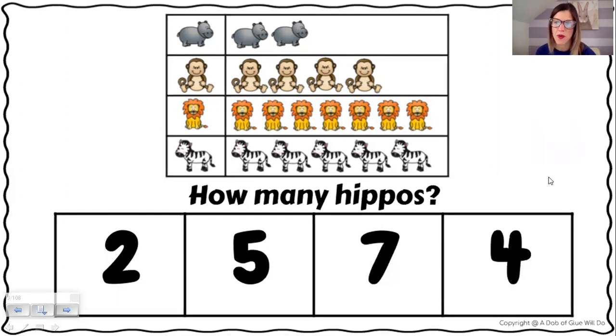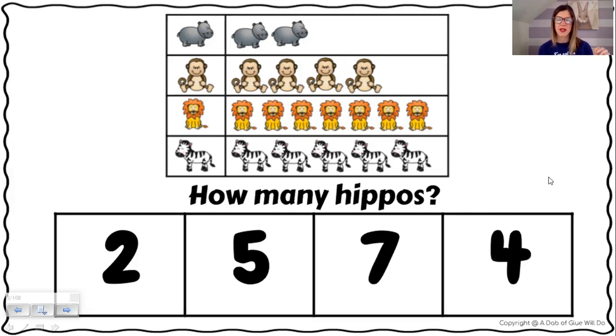So I want you to look at the question at the bottom of your screen, okay? There's a question at the bottom with a question mark. And it says, how many hippos? Okay, so what it means is how many hippos are there in the picture graph? So I want you to go look at the top and find the picture of the hippo.